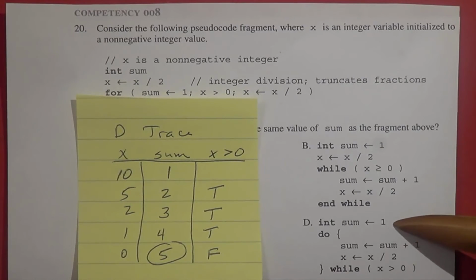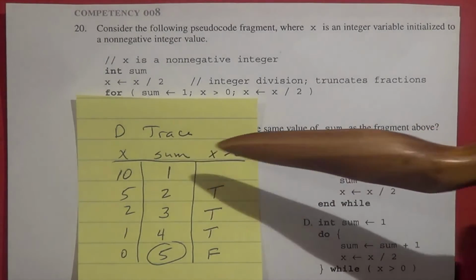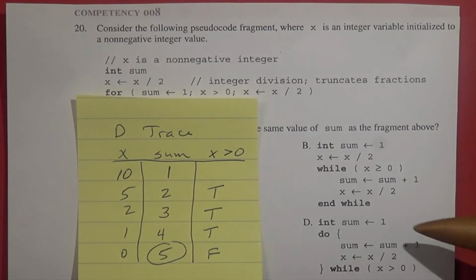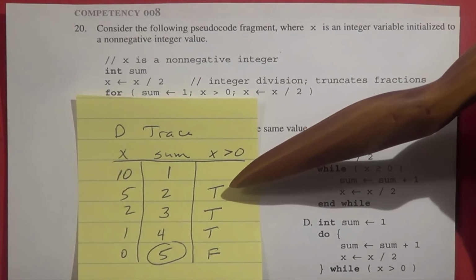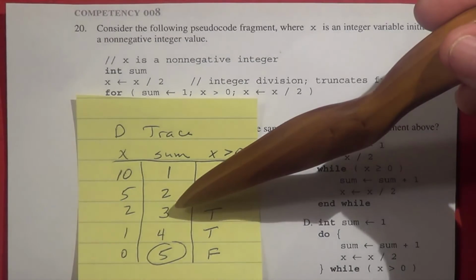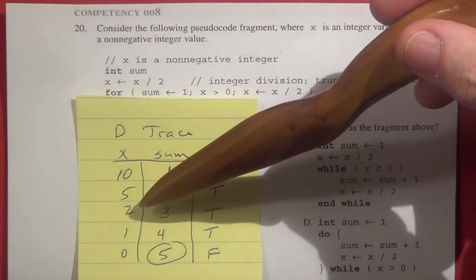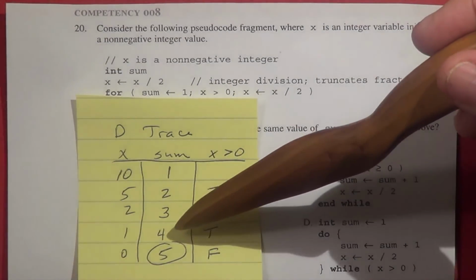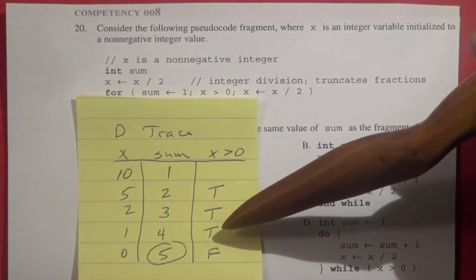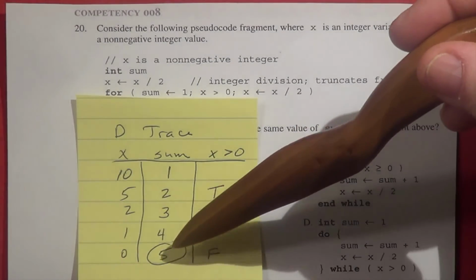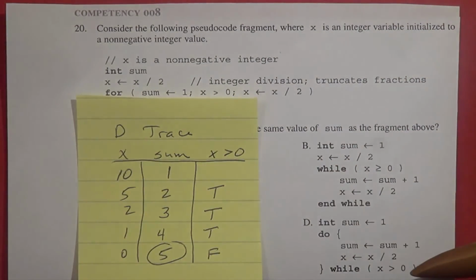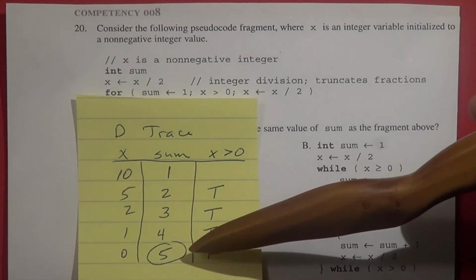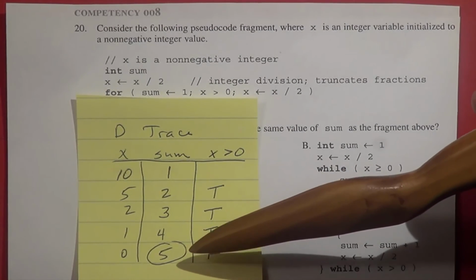In D, sum starts at 1. We start x again at 10. Immediately, sum increases by 1, becomes 2, and then x divides by 2 to make 5. The check is at the end. It's true. We continue increasing by 1. Divide by 2, still true. Increase by 1, divide by 2, still true. Increase by 1, divide by 2, now it's false because this is a greater than 0, but the sum value is 5, not 4, not the choice we want.